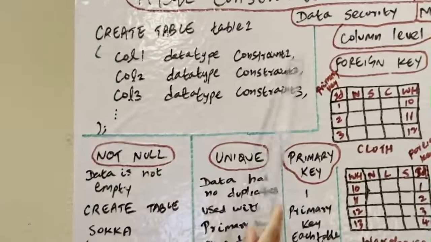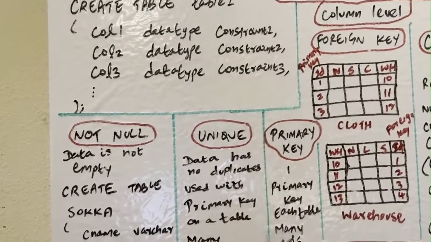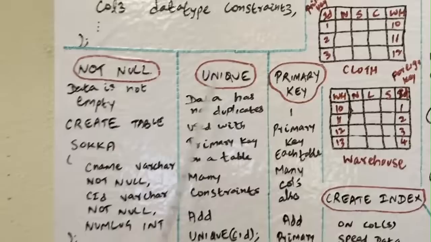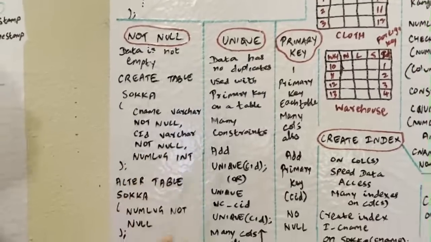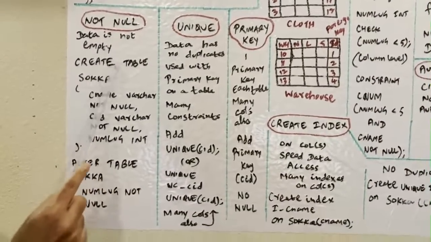We put another thing called constraint 1, constraint 2, constraint 3. What are these constraints? I'm going to talk about all different types. One is the NOT NULL. We are saying put no null data on this column. Data is not empty. It should have a value.